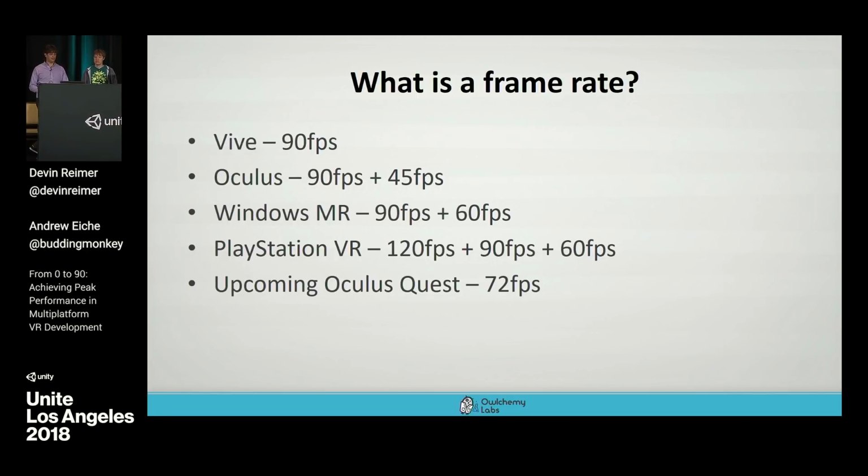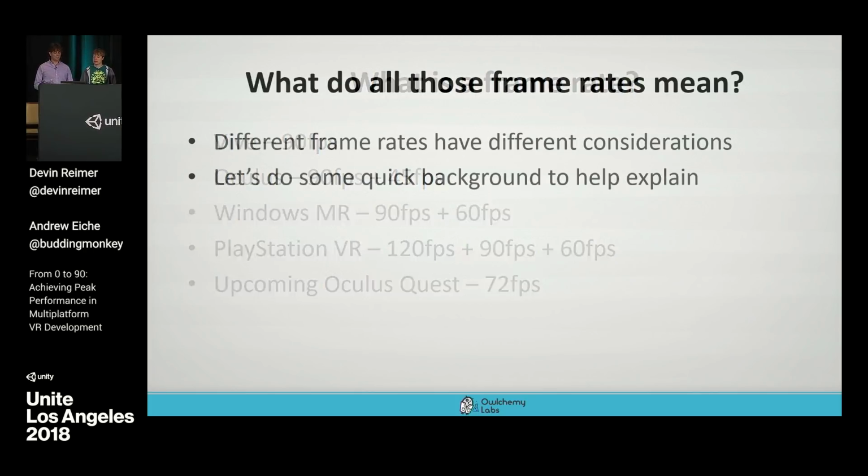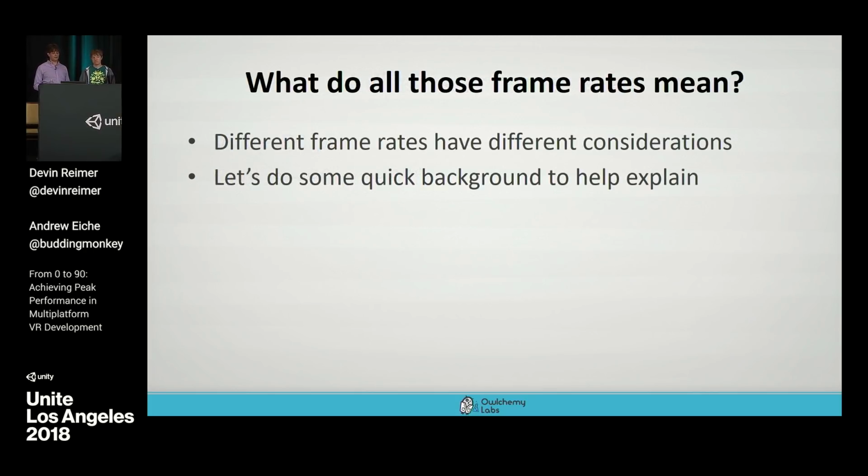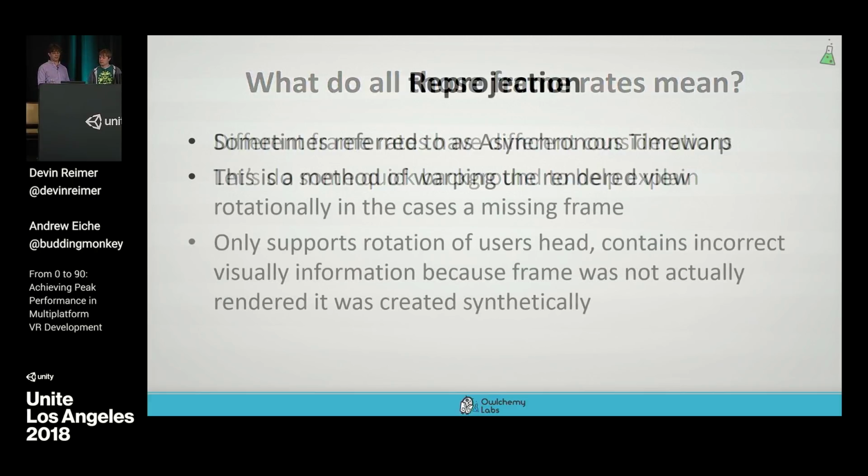So on Vive can run at 90 frames per second. Oculus recommends 90 or 45 frames per second. Windows MR is 90 and 60. PlayStation VR 120, 90, and 60. And the upcoming Oculus Quest is at 72 frames per second. And what does that mean? Well, with different frame rates there's a number of different considerations and factors that go into why one would use a specific frame rate. So we can do a little bit of background to help explain.